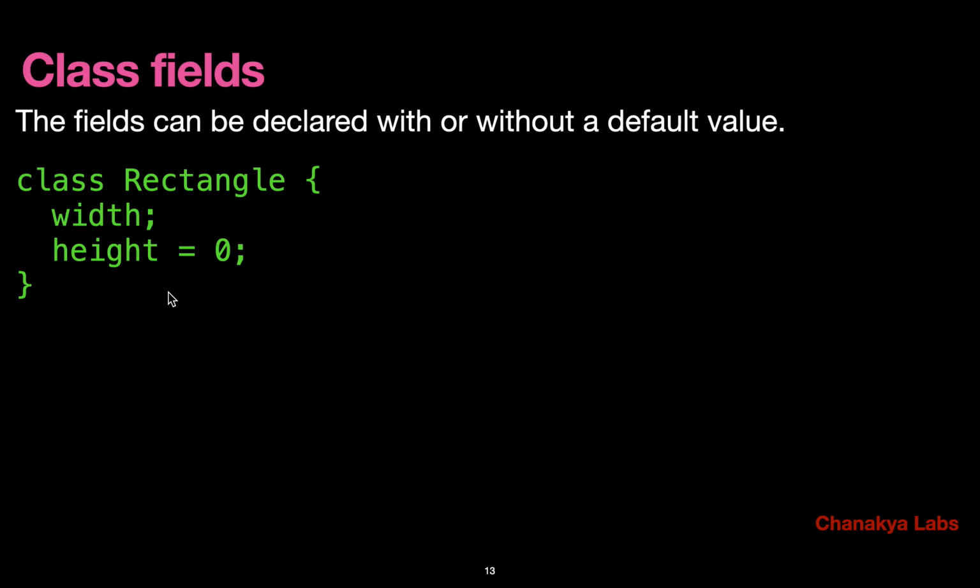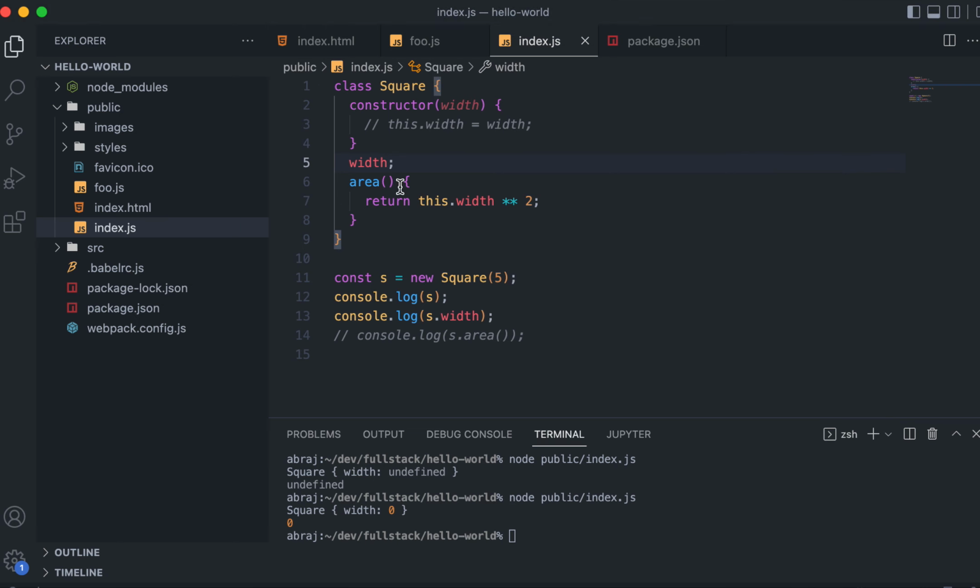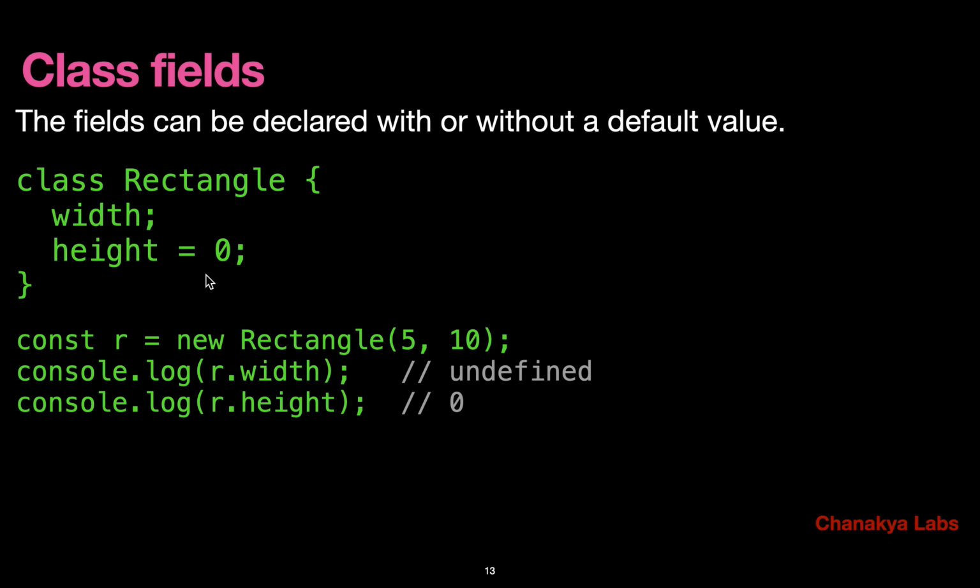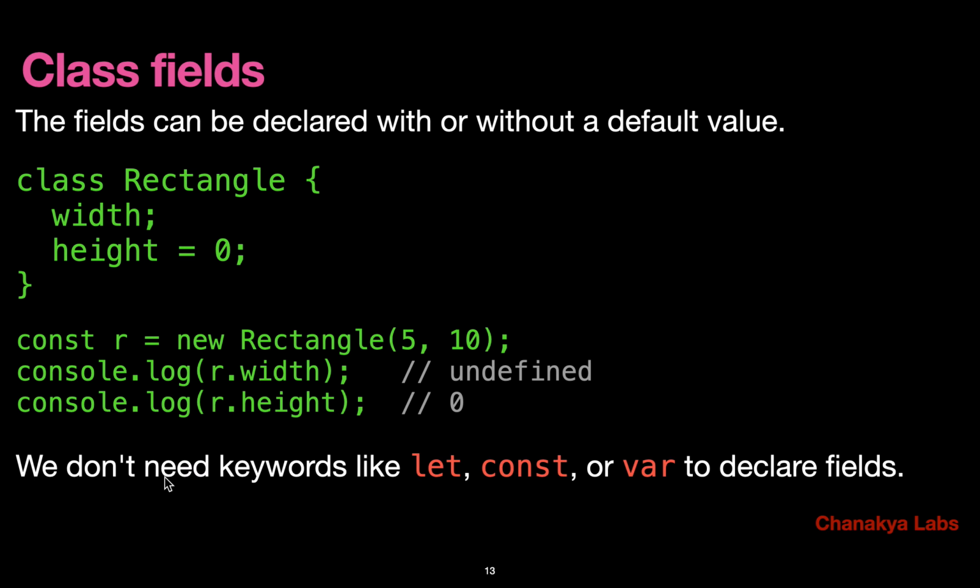If we remove the constructor altogether and you create a class Rectangle, then obviously the constructor assignments will be ignored because there is no constructor. If you then try to print width and height, it will show whatever the default values are. If the default value was 0, it will be 0; if there was no default value, it will be undefined. And we just saw that we don't need keywords like let, const or var inside a class. When you are declaring properties or fields, you don't write any let, const or such keyword.